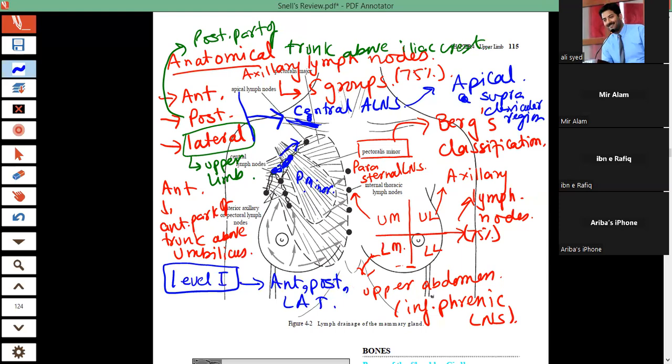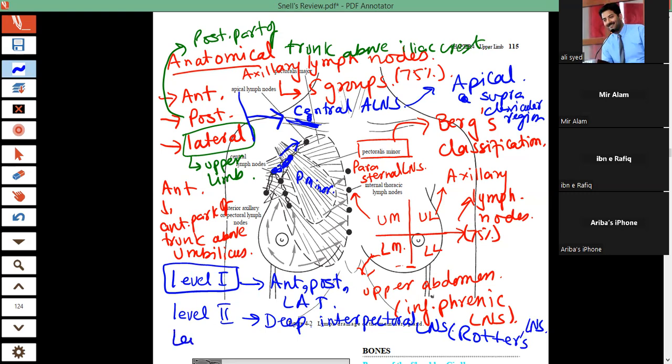If the lymph nodes are present near the pectoralis minor muscle, in the deep layers of the pectoralis minor muscle, then they are your level 2 lymph nodes. Level 2 lymph nodes are your deep lymph nodes, or you can call them interpectoral lymph nodes, between pectoralis minor and pectoralis major muscle. And these deep interpectoral lymph nodes are also known as Rotter's lymph nodes, according to the author's name.